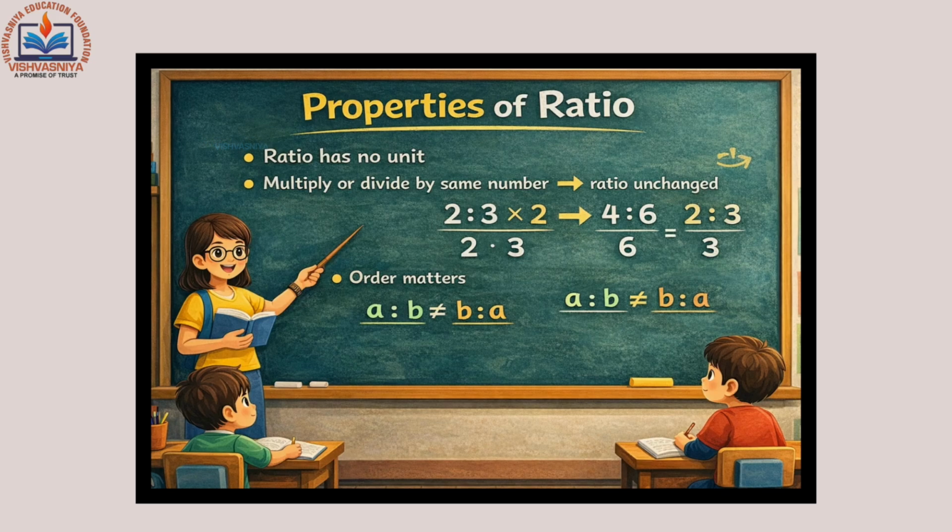Now let us understand some important properties of ratio. First, a ratio does not have any unit because it is only a comparison. Second, if we multiply or divide both terms of a ratio by the same number, the value of the ratio does not change. Third, the order of numbers is important. For example, 3:5 is not the same as 5:3.